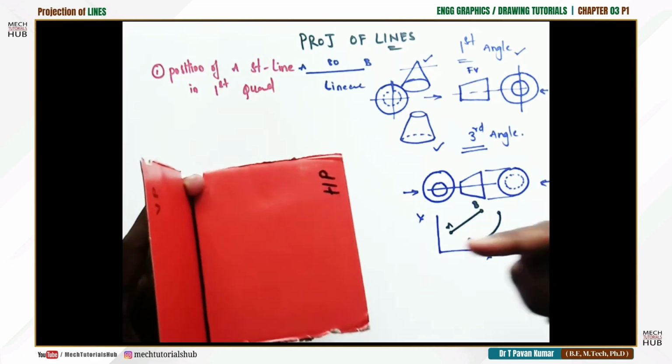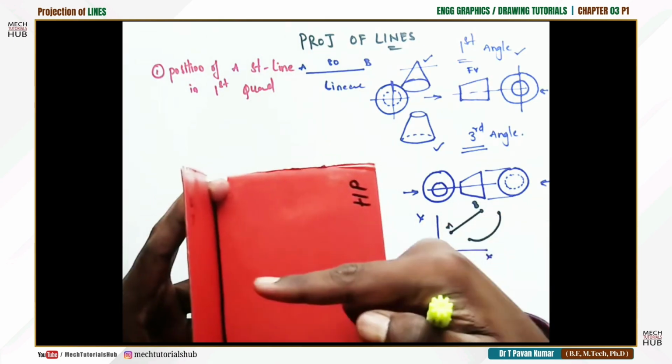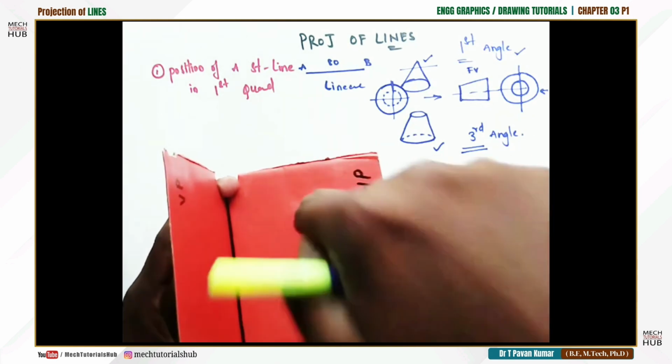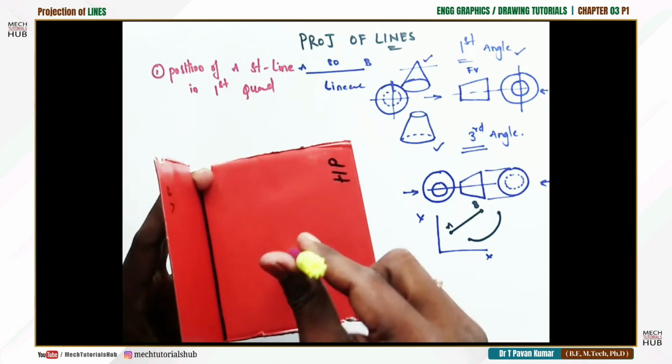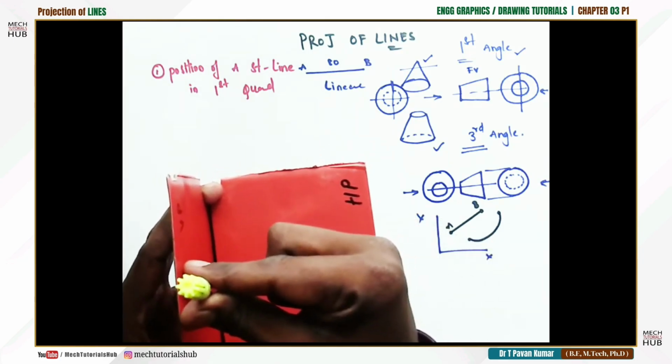Remember, this is going to be your front view. Always 90 degrees, or normal to the vertical plane, is your front view. This is your top view. If that is the case, from the front you could see that the true shape is going to fall on the vertical plane.